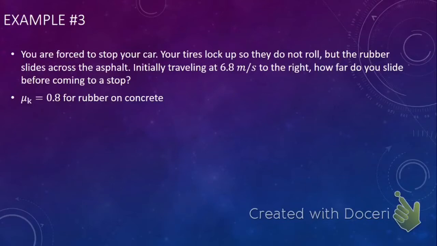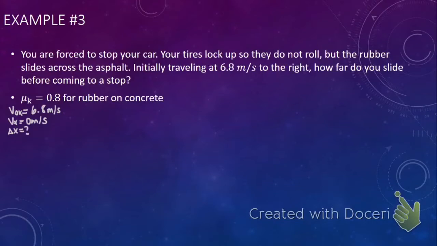So we are going to start by identifying our knowns and unknowns. We know that our initial velocity, which is moving to the right, and we can assume the right is positive, is 6.8 meters per second. We know that we are going to come to a stop. That tells us that our final velocity is then 0 meters per second. So we want to then know how far do we go before coming to a stop.